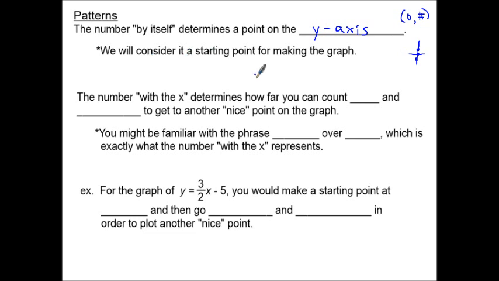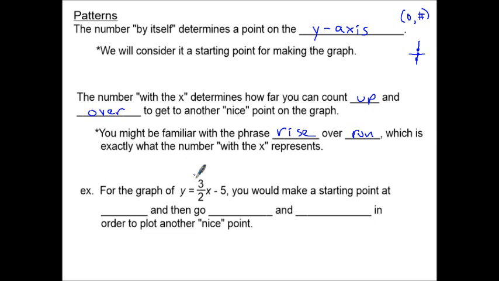We're going to consider this as a starting point for making our graphs. Then the number with the x is going to determine how far you can count. For now, I'm just going to say up and over right here. You may have been thinking of other words, and we'll probably get to those words in just a minute. But that's how far you can go up and over to get to another nice point on the graph. You might be familiar with the phrase rise over run, which is exactly what the number with the x represents. We have another name for that, but we're not going to use that here today. Anyway, here we go.